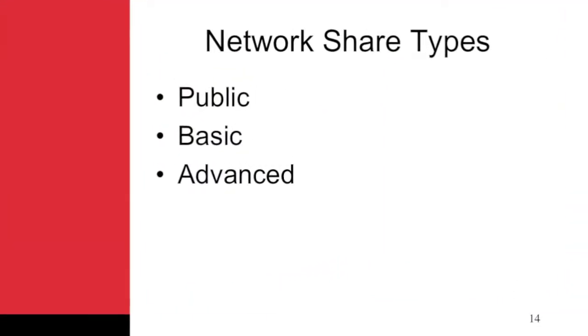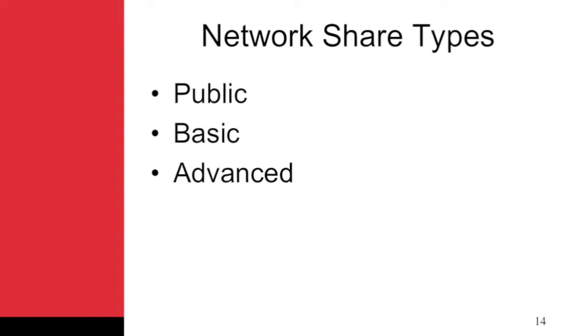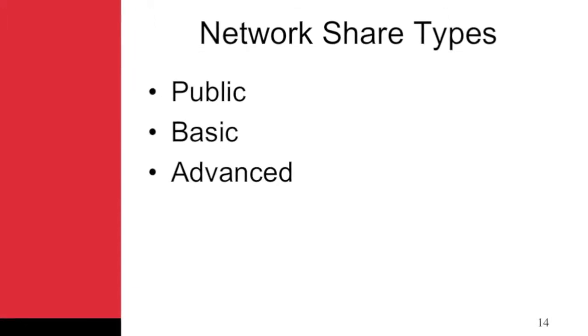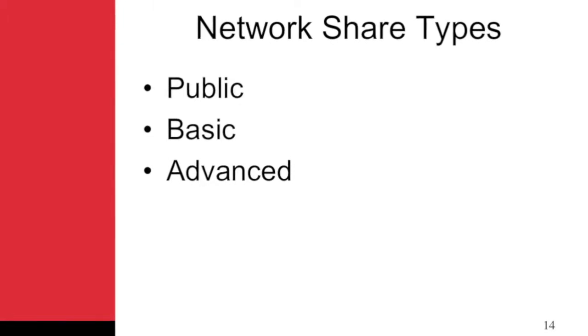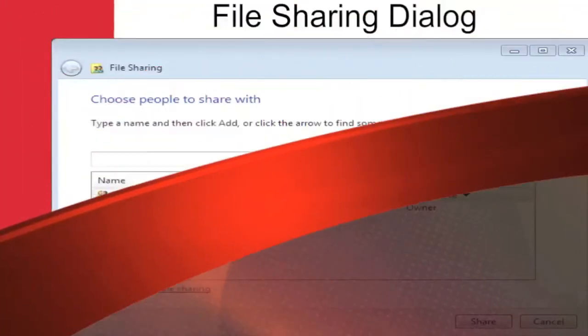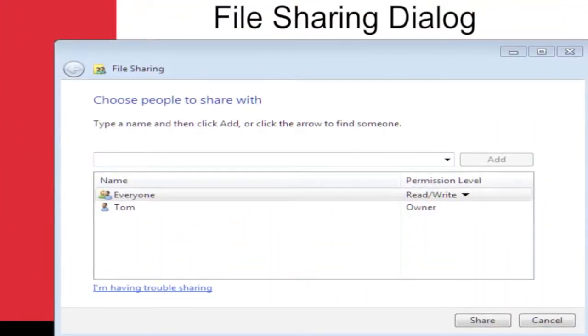Windows 7 supports 3 network share types: public shares, basic shares, and advanced shares. The first step in file sharing is determining the type of share you need to create. You will read about these network share types in the chapter. When you need to share data with specific people, you will create a basic or advanced share.